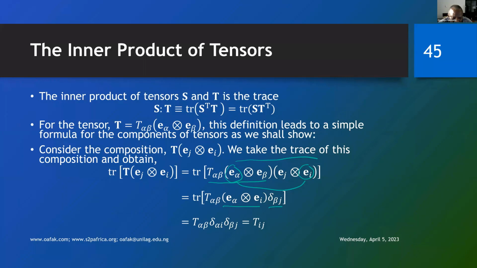So what we are going to do next is find that inner product in components. Remember that T is equal to T alpha beta E alpha circle times E beta. This definition leads to a simple formula for the components of tensors, as we shall show. Consider the composition T being composed with EJ, EI. We take the trace of the composition to obtain the trace of EJ, EI, which is the same thing as the trace of T alpha beta, E alpha, E beta, EJ, EI.